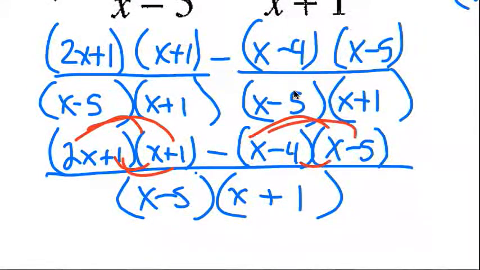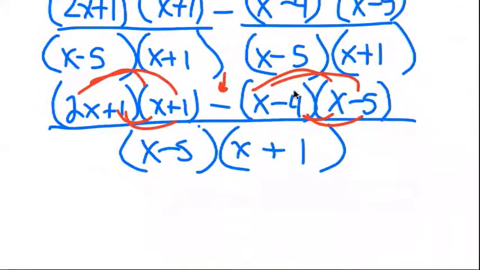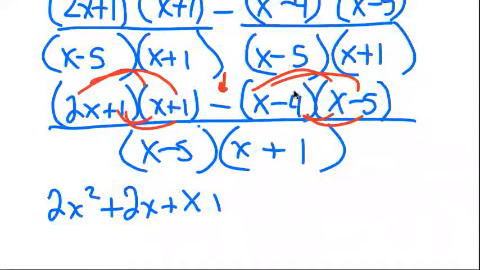Outside, inside, last. And then combine like terms. Actually, don't forget, this has got this funky minus sign here, so there's an extra step. Okay. 2x times x, 2x squared. 2x times 1, 2x. x times 1, x. 1 times 1, 1. Minus, and I'm going to put a bracket here because I'm dealing with this minus here.